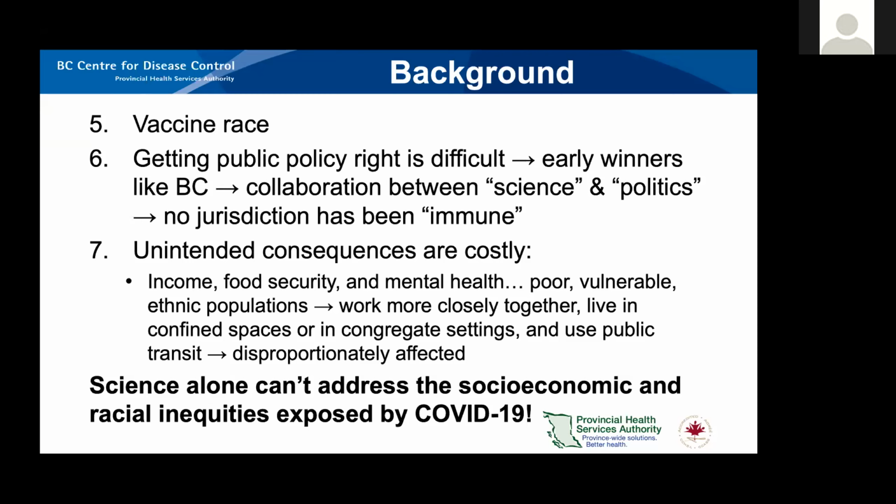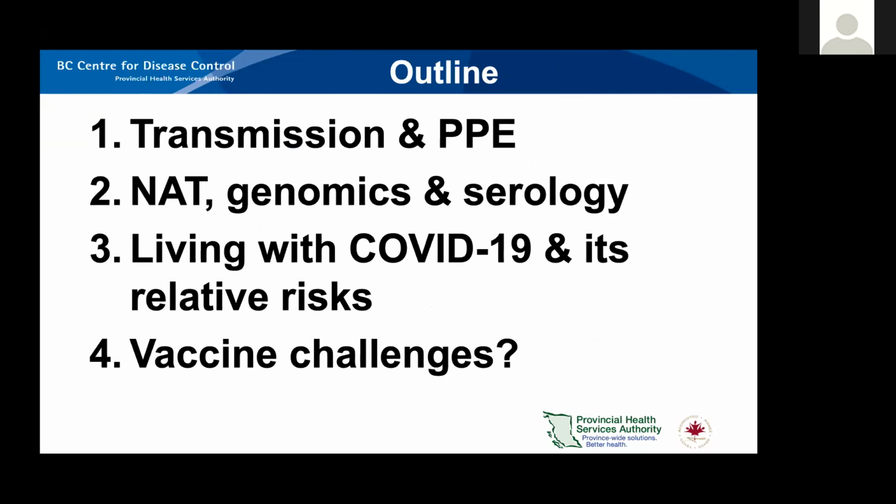So income, food security, mental health, and ultimately the poor, the vulnerable ethnic populations who work more closely together, live in confined spaces or in congregate settings and use public transit, they're disproportionately affected. And what we realize is that science alone can't address the socioeconomic and racial inequities that are being exposed by COVID-19.